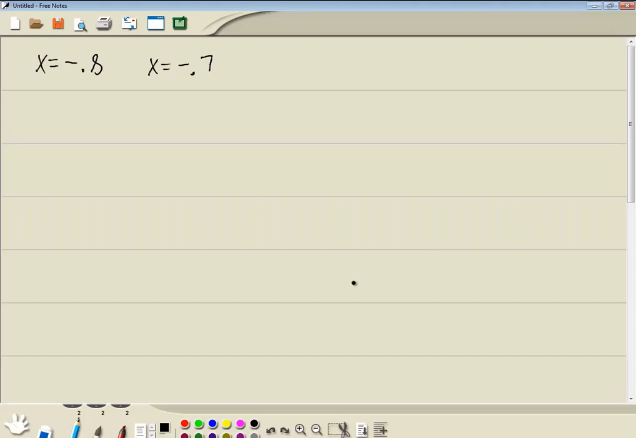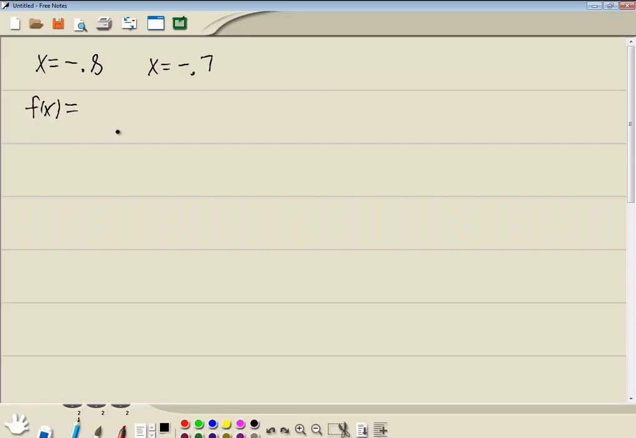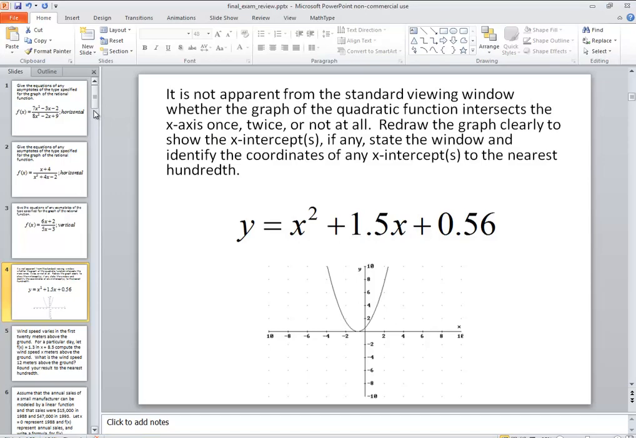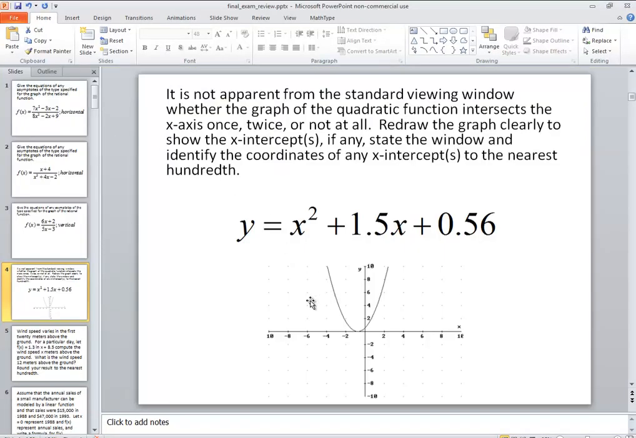Now let me show this by hand, even though they're implying to use technology. I guess it wasn't f of x, was it? Okay. y equals x squared plus 1.5x plus 0.56. And we're wanting to find the x-intercepts.